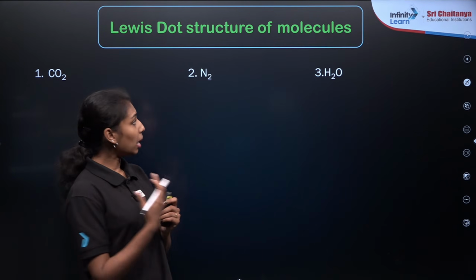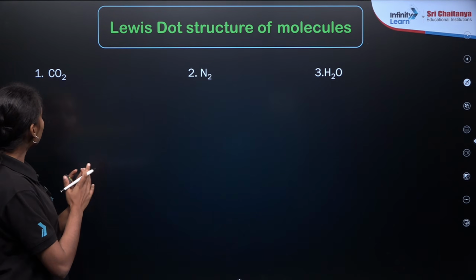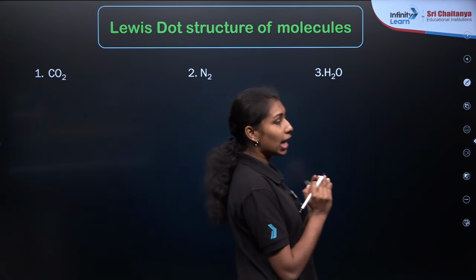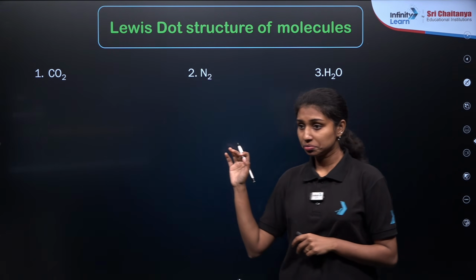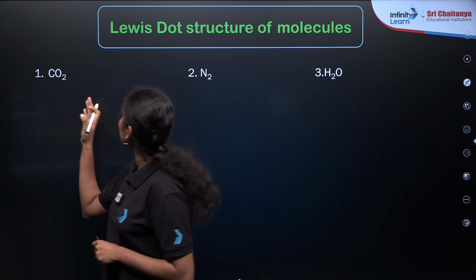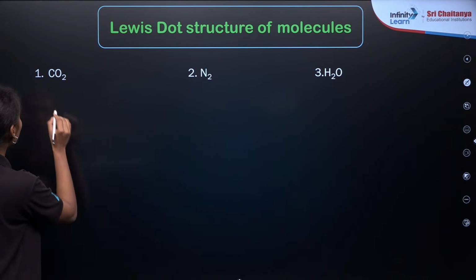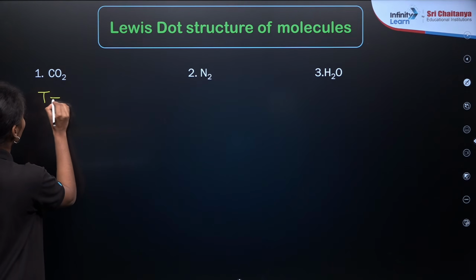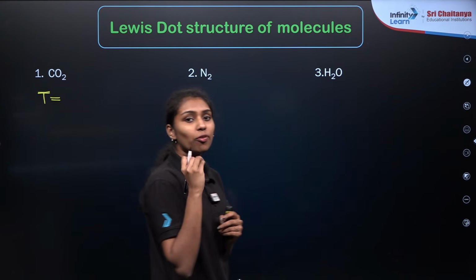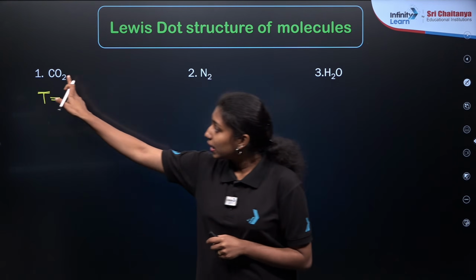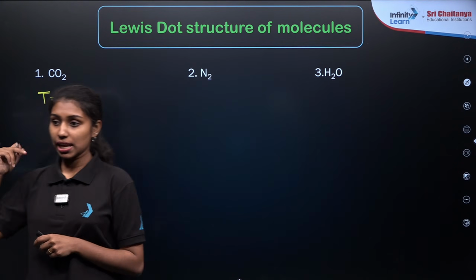Now let us see how we can apply the previous rules in the case of molecules. The first molecule I have given here is the carbon dioxide molecule. How can we write down the Lewis dot structure of the carbon dioxide molecule? First rule, we need to identify the total number of valence electrons. We are assuming these molecules contain 8 electrons in their valence shell. So here 1 carbon plus 2 oxygen, total 3 atoms are present.